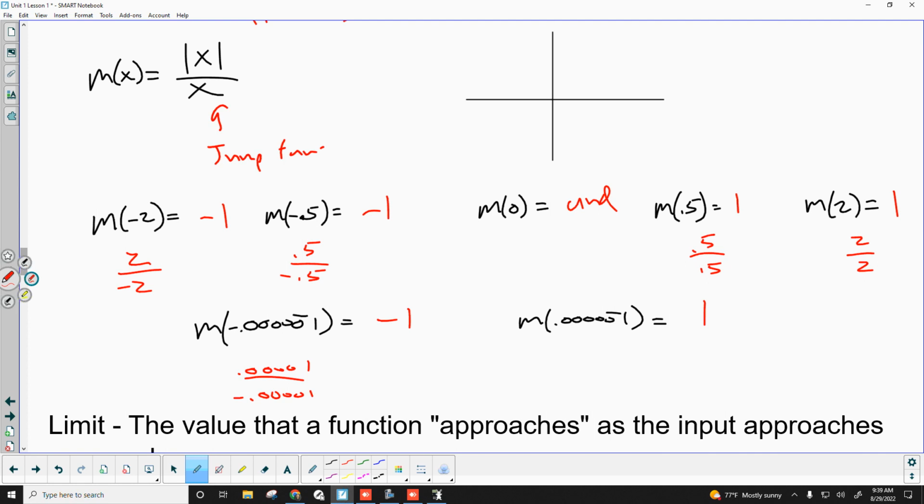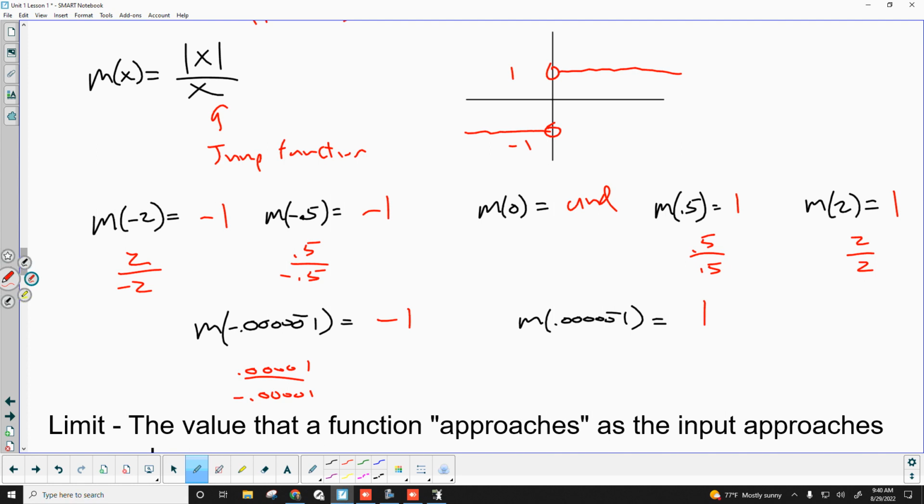Why is it the jump function? Because to the left of 0, we got just -1. As I approach 0, I'm staying at -1, but I can't plug in 0. Because if I plugged in 0, I got 0 over 0, not allowed to do that. So at 0, I don't have any points. But if I'm just to the right of 0, I'm up here at 1. I'm approaching that 0 from these +1.